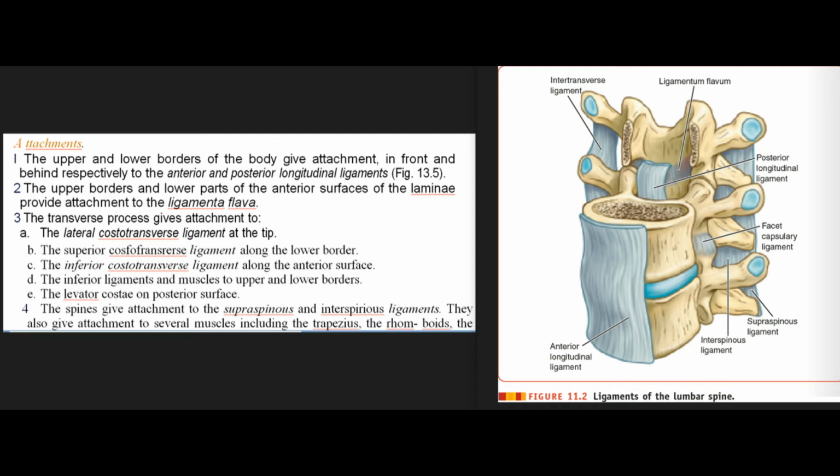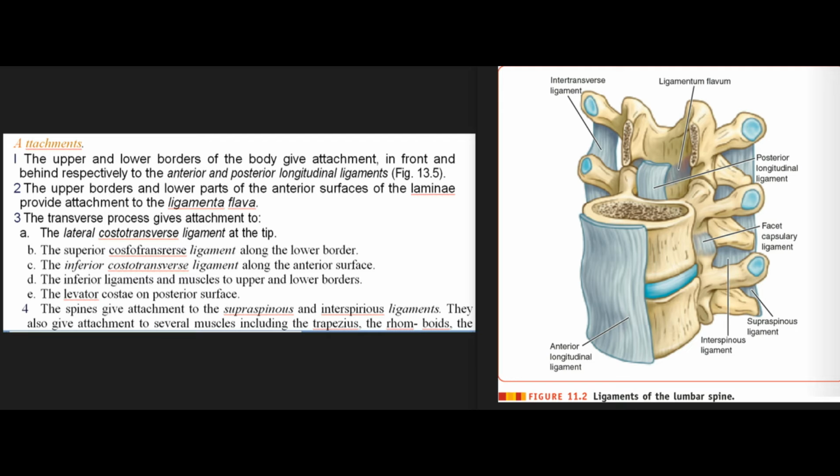The superior costotransverse ligament along the lower border. The inferior costotransverse ligament along the anterior surface. The intertransverse ligaments and muscles to upper and lower borders. The levator costae on the posterior surface.